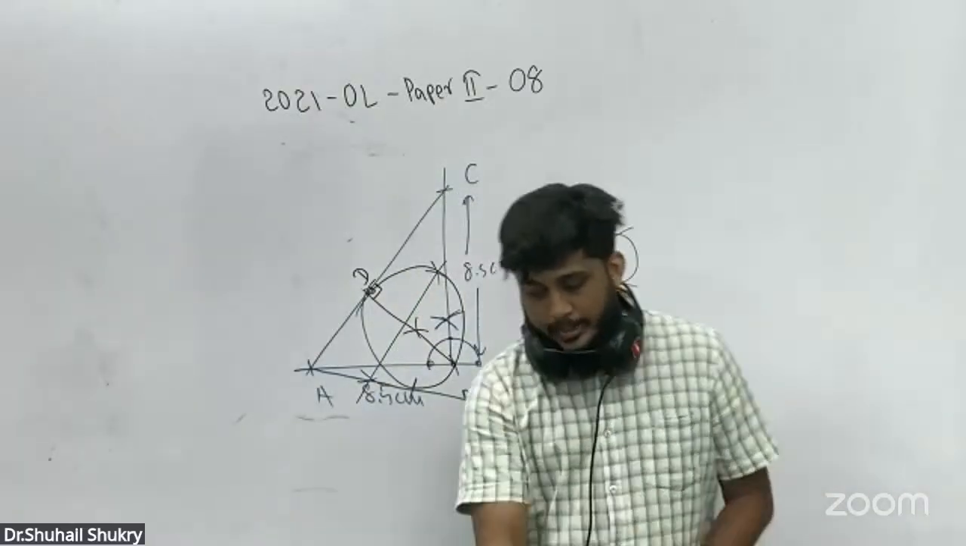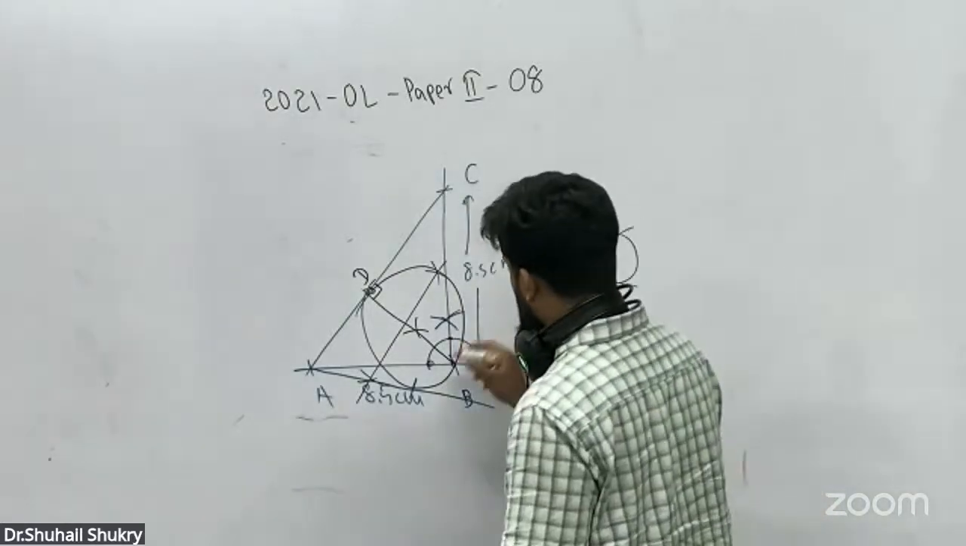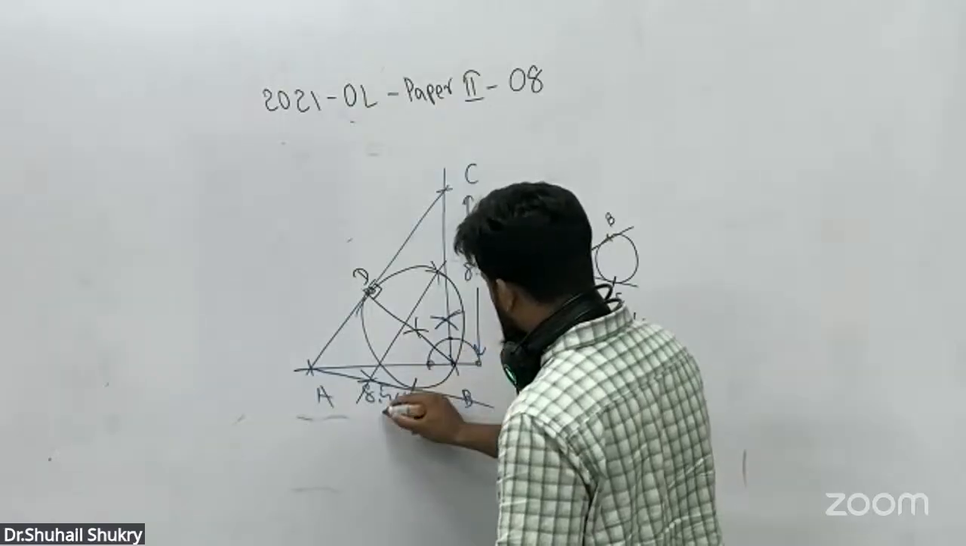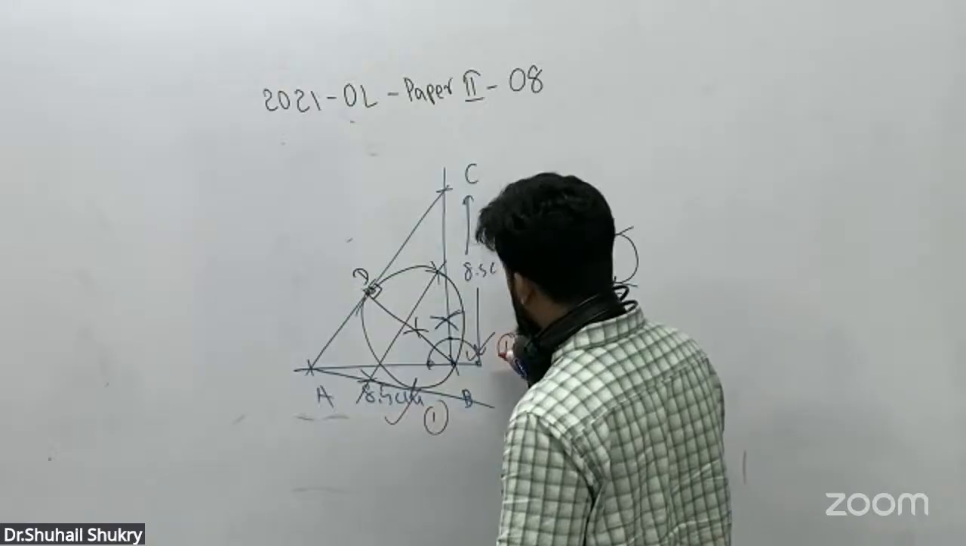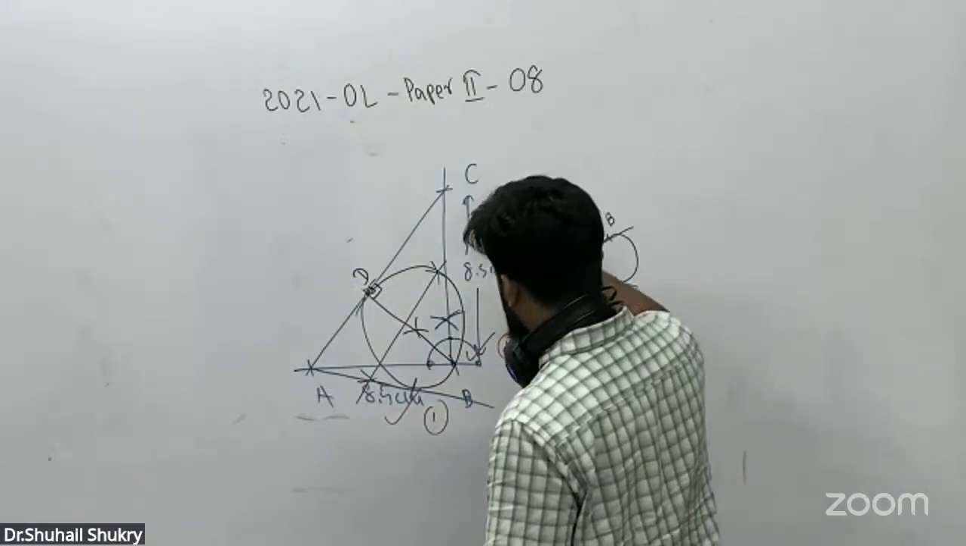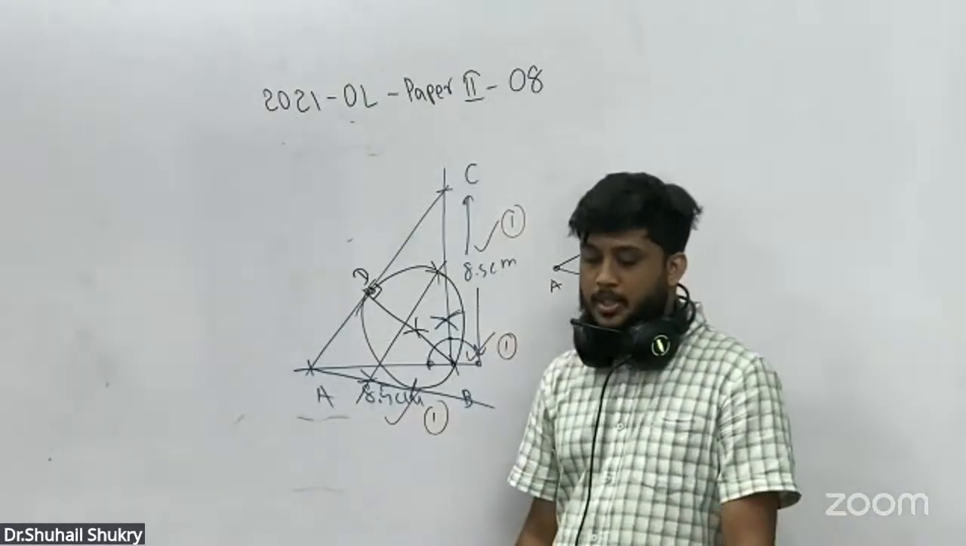For marking 8 centimeter, 1 mark. For 90 degrees, 1 mark. It means for drawing this 8.5, 1 mark. For constructing 90, 1 mark. And for marking this 8.5 again, 1 mark. And completing the triangle altogether, 3 marks.